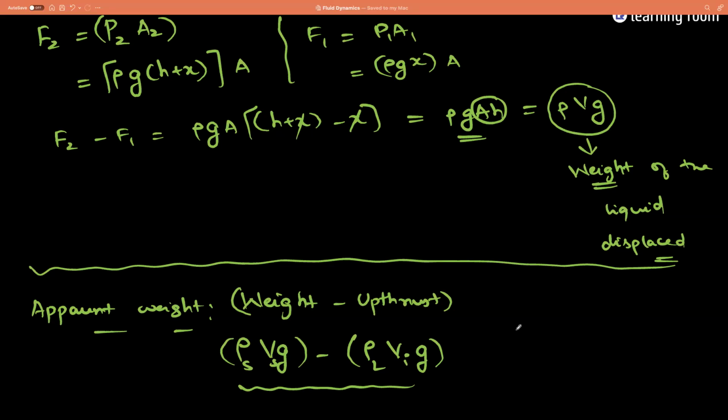Sorry, what is the, voice is breaking again now. Sir, can you repeat what is that VI, sir? VI is the volume of immersed portion. Volume of immersed portion of solid. See, whatever is the volume that is immersed into the liquid, that is what is called VI.